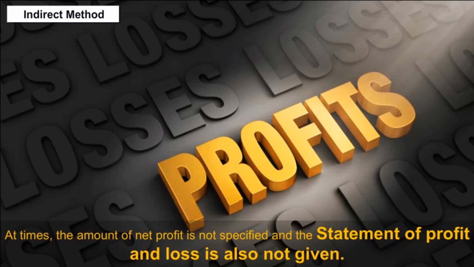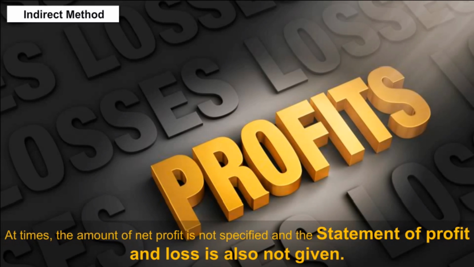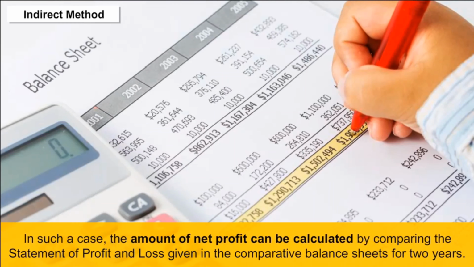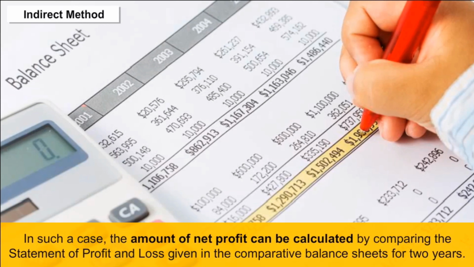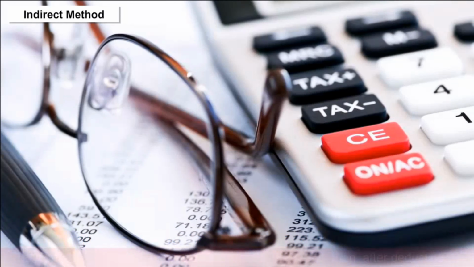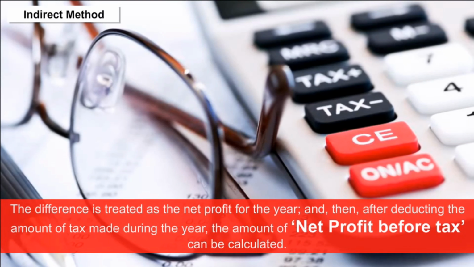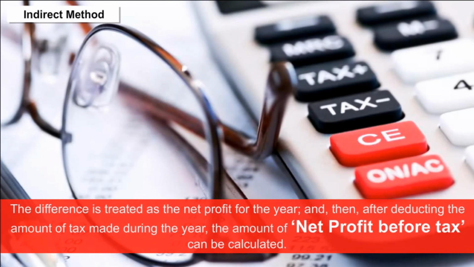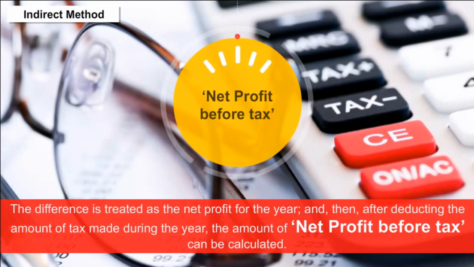At times, the amount of net profit is not specified, and the statement of profit and loss is also not given. In such a case, the amount of net profit can be calculated by comparing the statement of profit and loss given in the comparative balance sheets for 2 years. The difference is treated as the net profit for the year, and then after deducting the amount of tax made during the year, the amount of net profit before tax can be calculated.